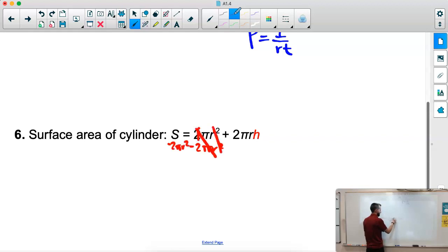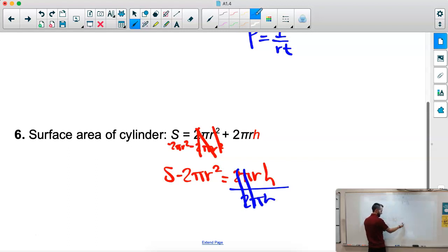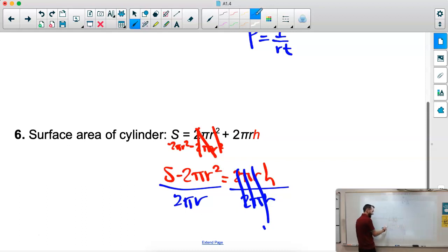These will cancel out. So you got S minus 2πr² equals 2πrh. And we want to find h, so then I'm going to divide by 2πr. This and this will cancel out. If I did it on one side, I could do it to the other, 2πr. And so h equals (S minus 2πr²) divided by 2πr.